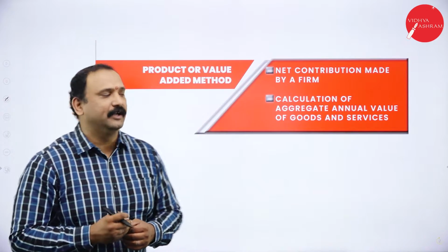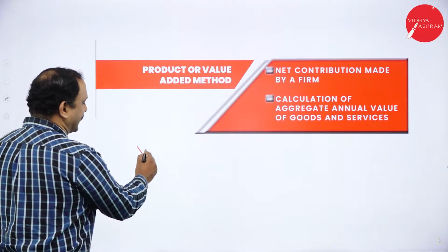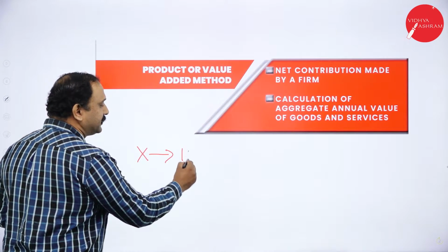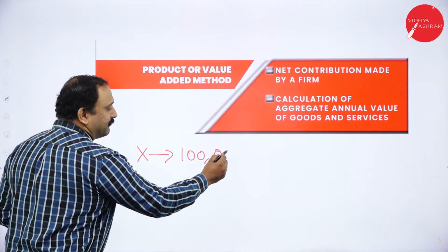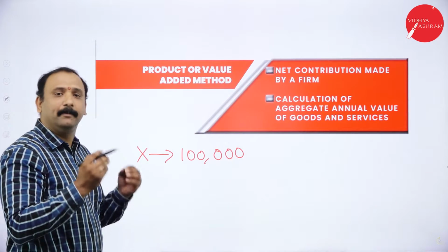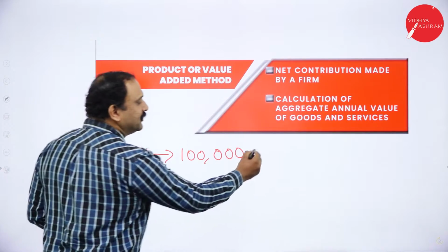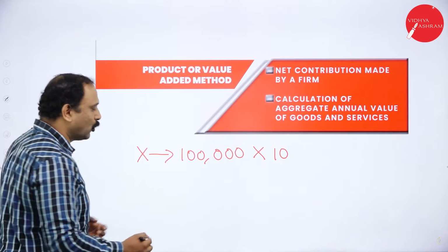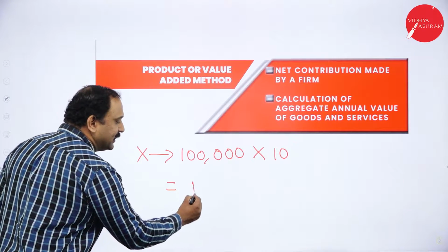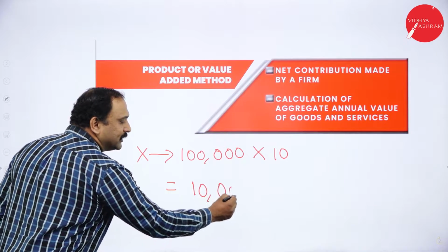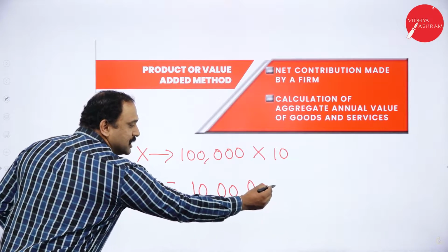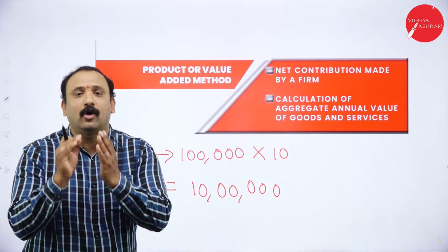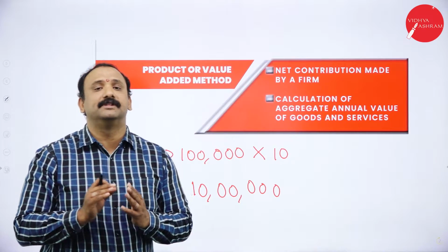In a simple manner, if there is a company called X and that company starts manufacturing 100,000 goods per year at the rate of 10 rupees, that is the value of a good. So what is the total contribution that it has made? It has made value worth 10 lakh rupees to the government, to the economy. This is where the product or the value added method comes into the picture.